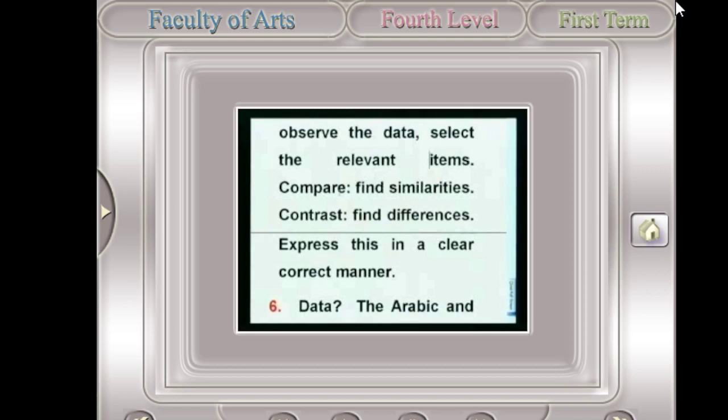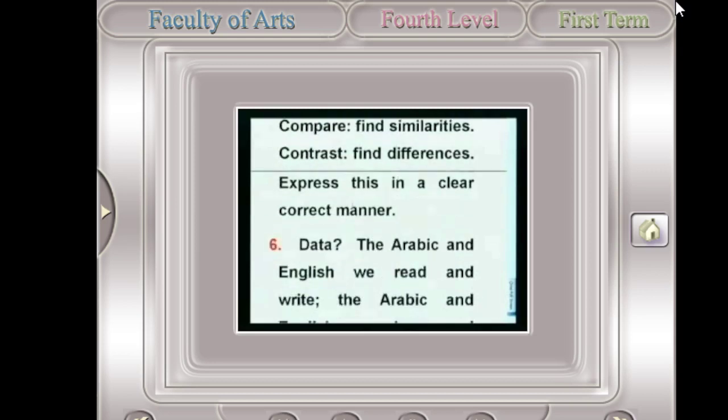We compare. That's to say we find similarities. And we contrast. That's to say we find differences, and this is important. Our subject is called contrastive linguistics, but it covers also a part of comparative linguistics. We compare things which are alike, we contrast things which are not alike. So we compare and we contrast, we find similarities and differences. And then we express this in a clear, correct manner.